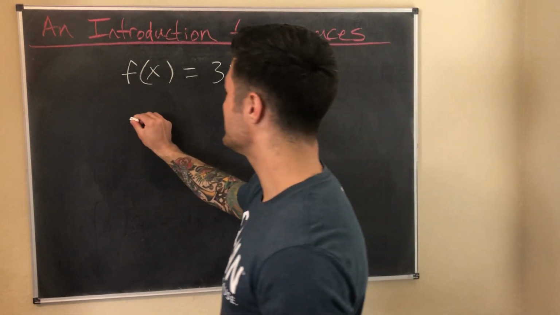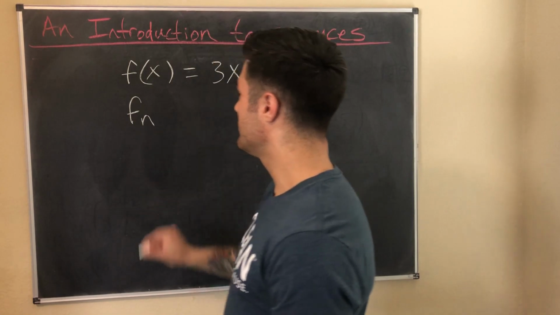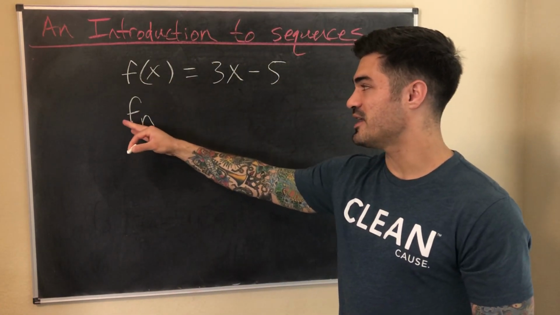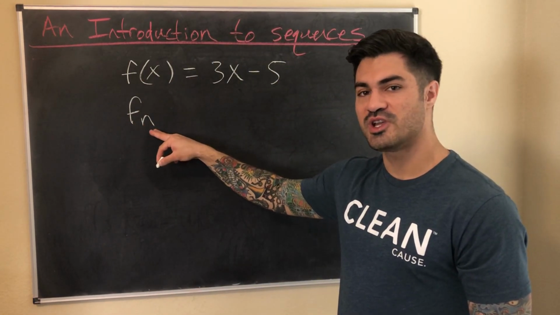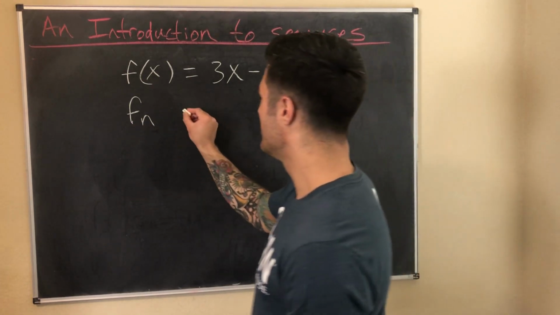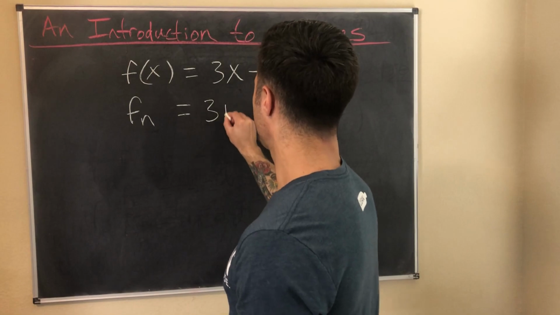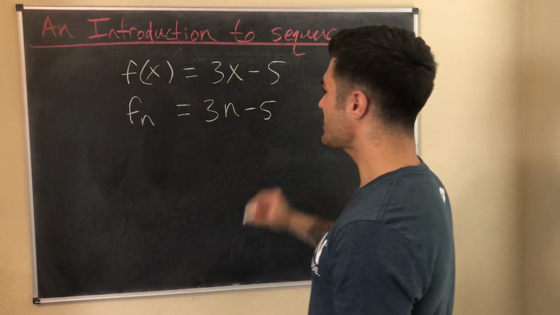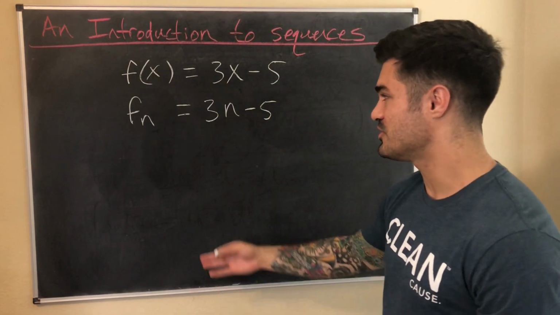Well, I can define a sequence in this same way, except instead of writing f of x, I'd write f and this little subscript notation, I'd write an n. But we usually just say this out loud as fn, right? So fn equals 3n minus 5. Now, what's the difference between this function and this sequence?